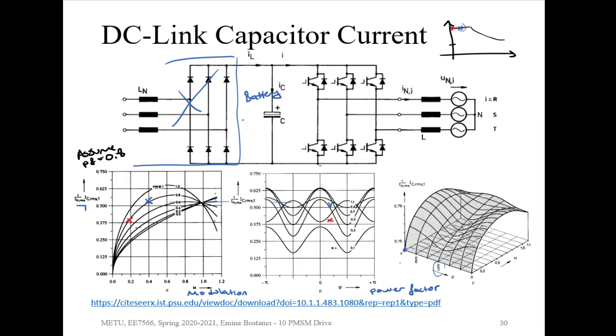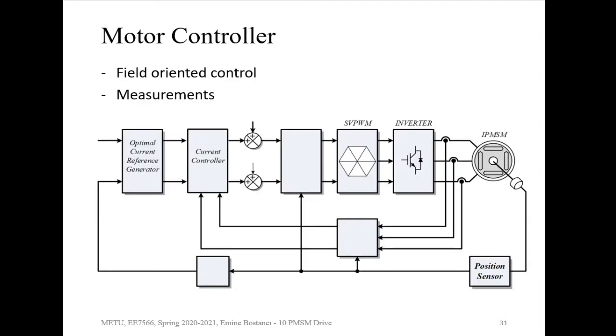that it is big enough so that it doesn't fail, but on the other hand, it is small enough so it doesn't occupy much space and it doesn't cost much. So this is a very critical decision, how we decide on the capacitor, and you can also decide it with some rules. So after that, I want to talk about the motor controller.